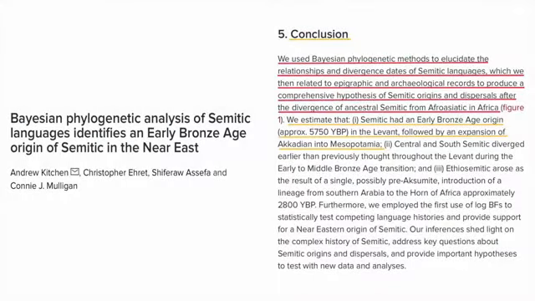Neolithic period." According to the paper titled Bayesian Phylogenetic Analysis of Semitic Languages Identifies an Early Bronze Age Origin of Semitic in the Near East, it reads, "We estimate that Semitic had an early Bronze Age origin approximately 5,750 years before present in the Levant, followed by an expansion of Akkadian into Mesopotamia."